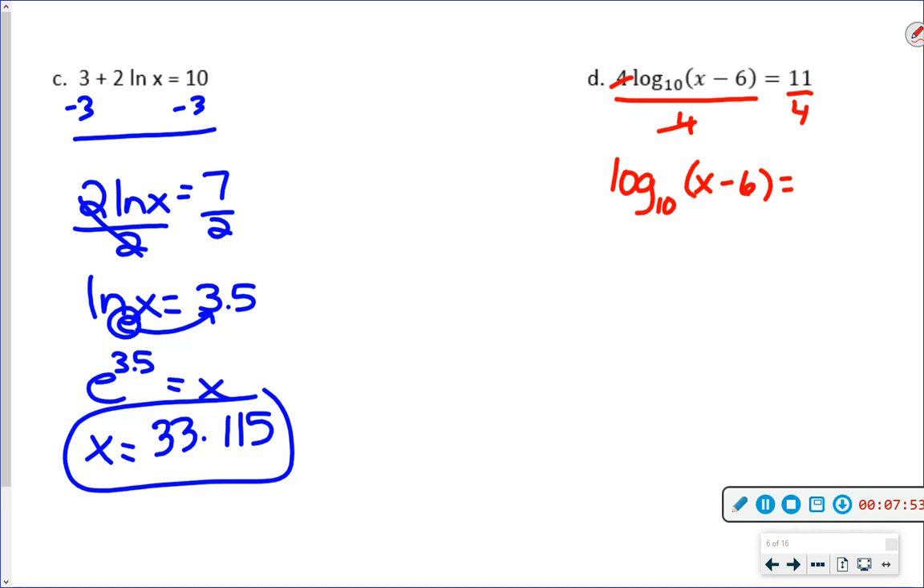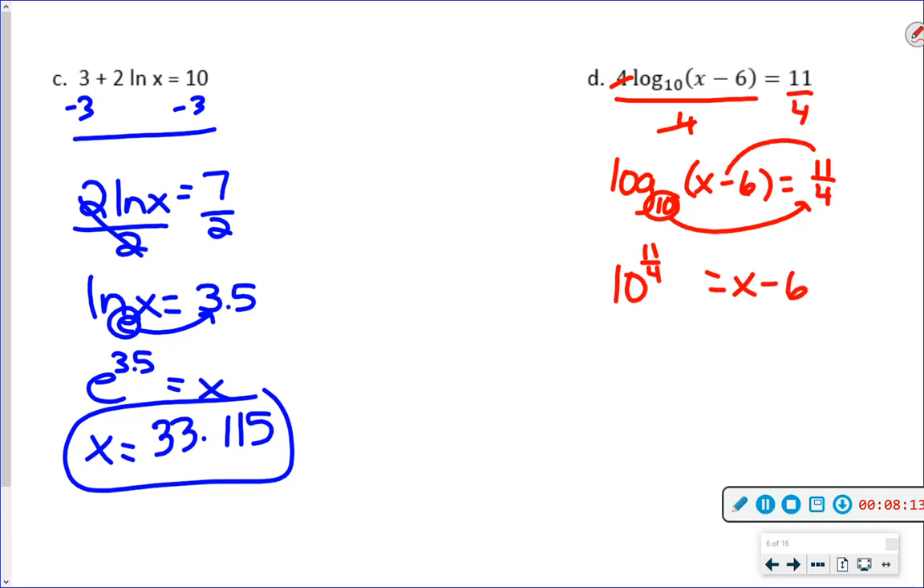Now, of course, 11 over 4 doesn't divide out. I'm just going to leave it. You can make it a decimal or a mixed number, whatever you want to do. I'm just going to roll with it. Now, we've got our single log, so I'm going to go to exponential. 10 to the 11/4, which you can put in your calculator, equals x minus 6.